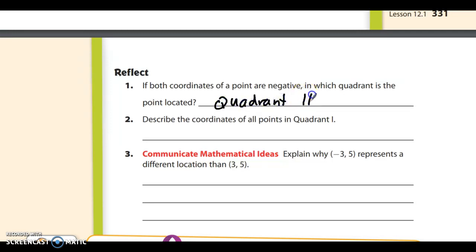And you don't put a 3, you either can do it like this, or you can just leave it like that, quadrant 3. It says describe the coordinates of all points in quadrant 1. Let's think about our deal. How do you get to quadrant 1 right here? The first number has to be positive, and the second number also has to be positive. Describe the coordinates of all points in quadrant 1. Both coordinates must be positive.